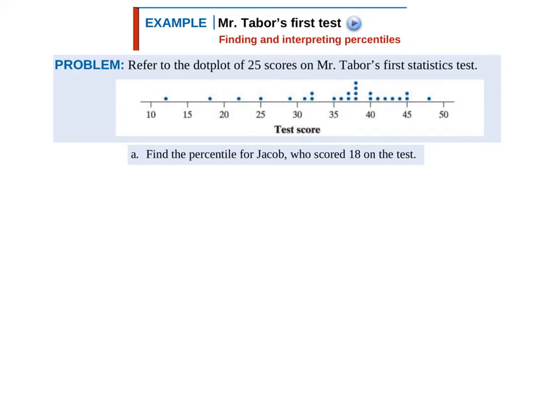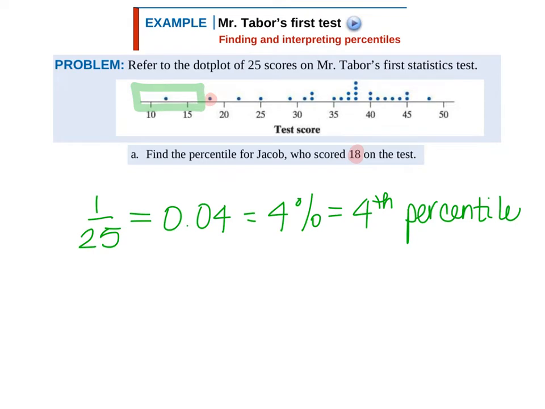So let's continue working with those scores on that 50-point statistics test. Remember, there are 25 scores. Let's first find the percentile for Jacob, who scored 18 on the test. You could either use the list or you could use this dot plot and find Jacob's score of 18. And so I add up all the scores that are less than that 18, and there's only one. So that's 1 out of 25, or 0.04, which is 4%, which we would say Jacob scored at the 4th percentile.